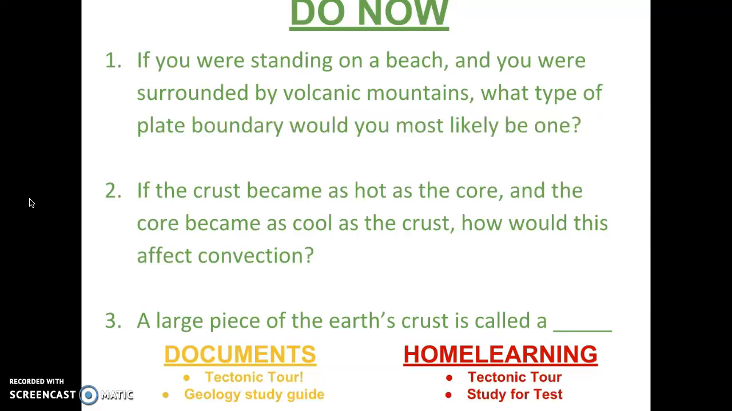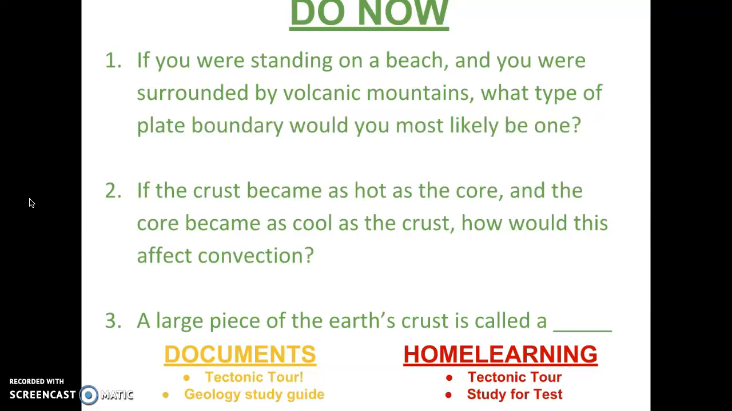All right, now that you're back, looking at the do now, if you were standing on a beach and you were surrounded by volcanic mountains, what type of plate boundary would you most likely be on? That would probably be a convergent plate boundary because the oceanic plate will be ducking beneath the continental plate, and it'll create some volcanoes.